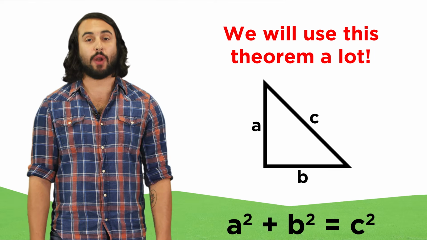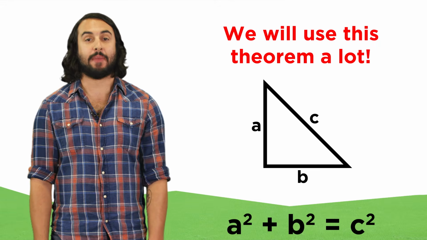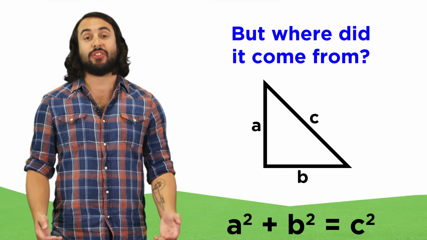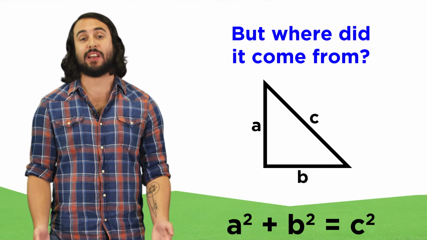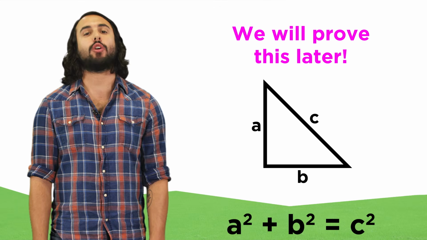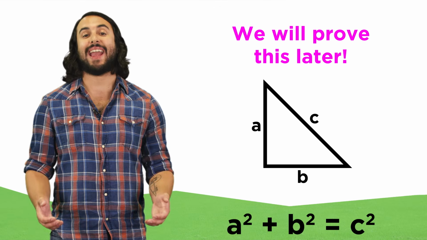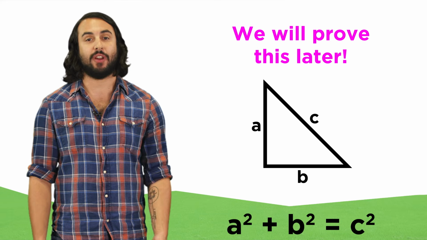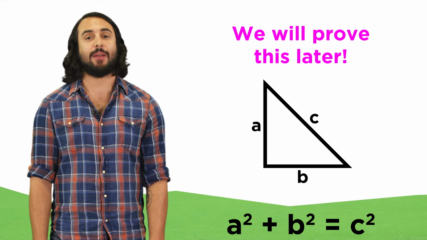This theorem is incredibly useful and ubiquitous in math. So how is it derived? How can we know for sure that this relationship between the sides of a right triangle is true? A satisfactory proof will require the ability to calculate the area of certain shapes, so I promise we will return to this question very soon. For now, let's check comprehension.